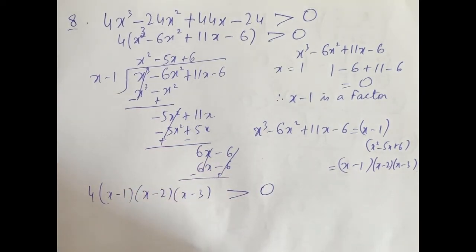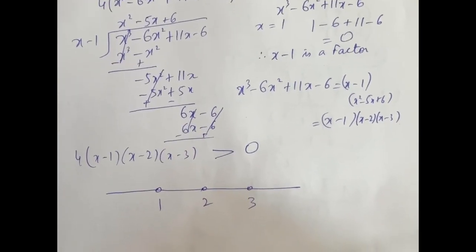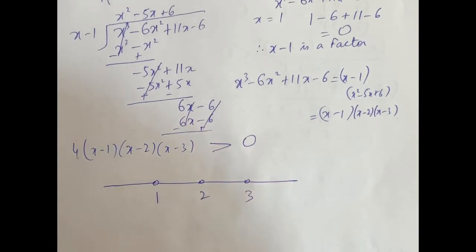This is cubic, and how do we solve cubic inequality? Again we use the wavy curve method. We draw the number line. We put first factor equal to 0. We got x is equal to 1. Second factor 0, x is 2. Third factor 0, x is 3. So 3 critical points will divide the number line into 4 parts.